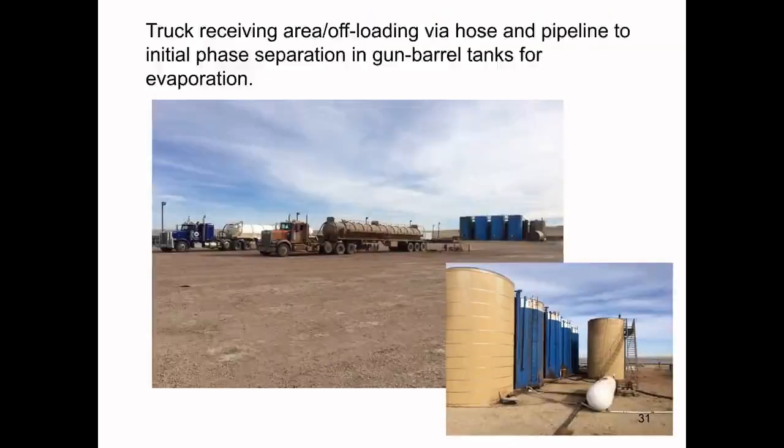Here are trucks being offloaded through the gun barrel system. So the trucks have a little pump on the back there, and they push the water out. That water then is pushed out through the gun barrel system, where the oil and water are separated. And then from this, the oil goes to the oil recovery tank, and the water goes to the last stage of separation, or the skim pond.